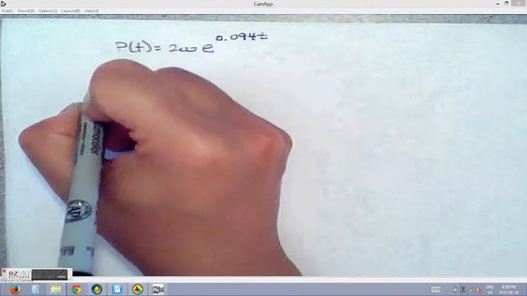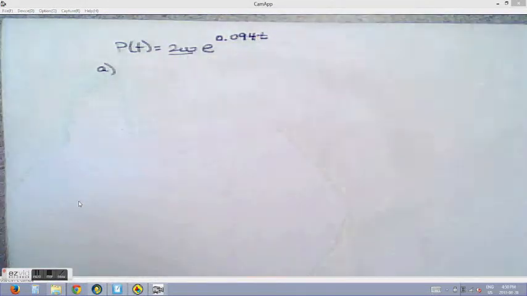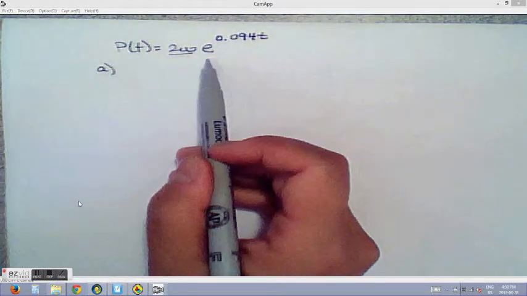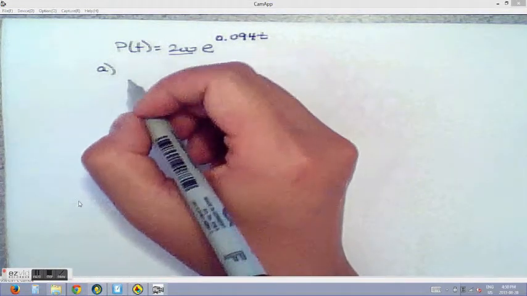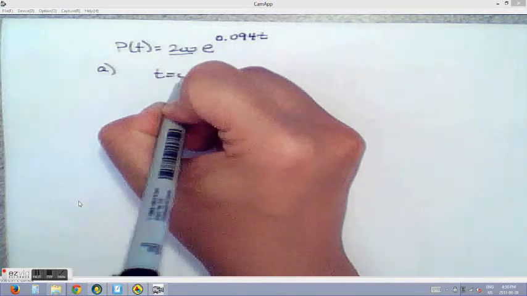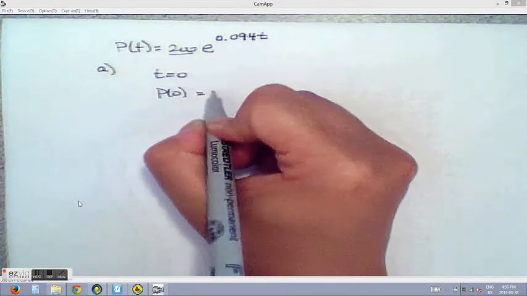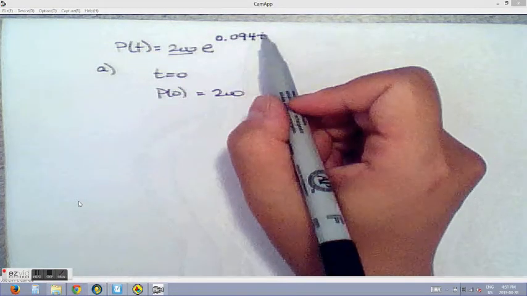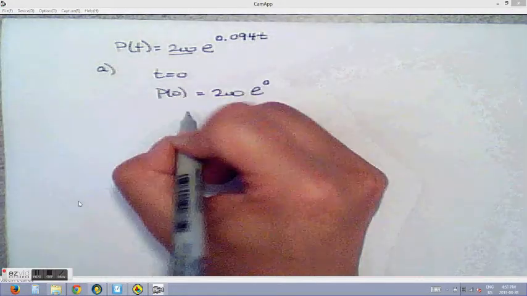Okay, so part A wants to know what the initial population of the bacterial growth is. One way that you can do this is just simply look at the value out front of the exponential function. So in this case, it's 200. Or we can say that t is equal to 0 for initial. So P at 0 then is equal to 200 e to the exponent 0, which is just 1, is equal to 200.